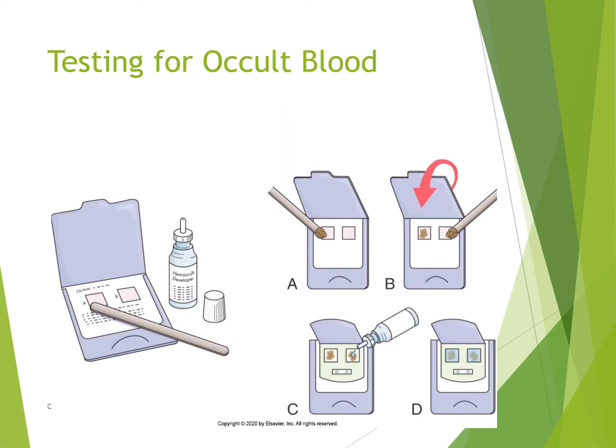Testing for occult blood. In A, the stool is smeared on box A. In B, the stool is smeared on box B and then the flap is closed. In C, a developer fluid is applied to boxes A and B on the back side of the test packet. And D, color changes are noted. If it's positive, there would be an indicator to show you whether it's positive or negative.